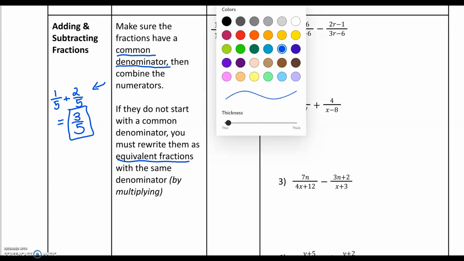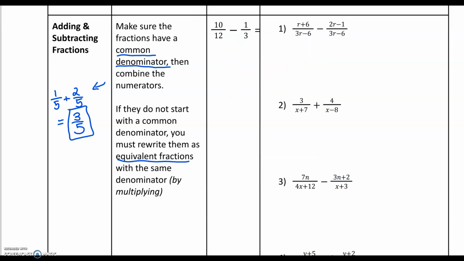Okay, but what if you don't have common denominators, such as if I take 10/12 and I subtract 1/3? 12 and 3 are definitely not the same, so we're going to have to make a conversion here. What I do know is that 3 can be multiplied by some number to make it 12. So I'm going to take a second and convert 1/3 into an equivalent fraction that has a denominator of 12. And I can do this by multiplying by 4. Whatever you do to the denominator, you have to keep it balanced and do to the numerator. Okay, so it'll be an equivalent fraction.